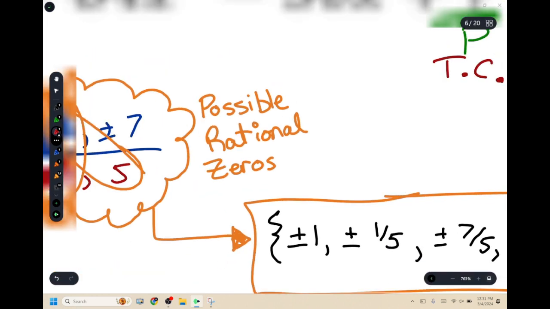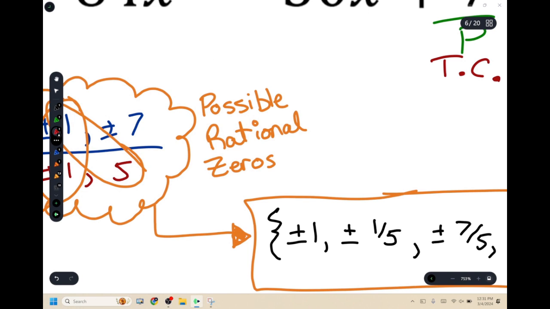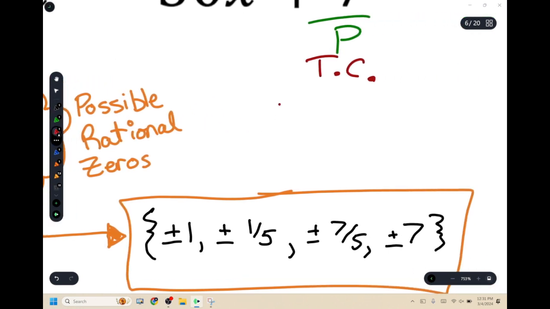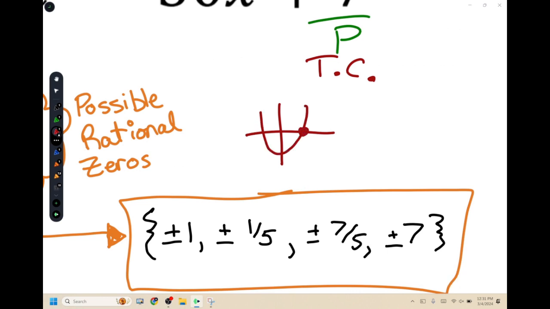Is there such a thing as a non-rational zero? I can think of a few. Let's think of this parabola where it intersects at root 2 and negative root 2. Rational means fraction. It's almost that word: ratio, fraction, the line underneath. That's not a fraction. That's an irrational number, a decimal that goes on forever. What is that parabola?